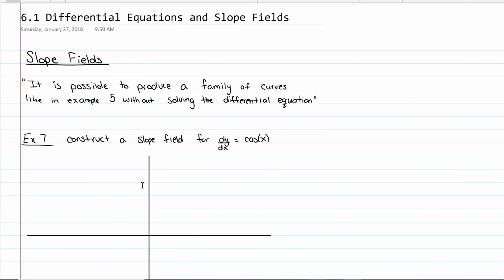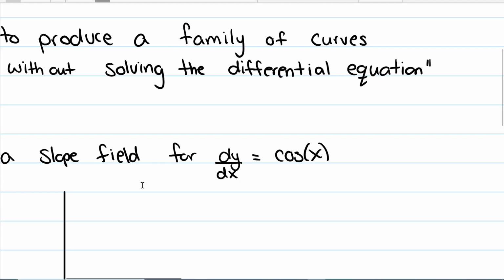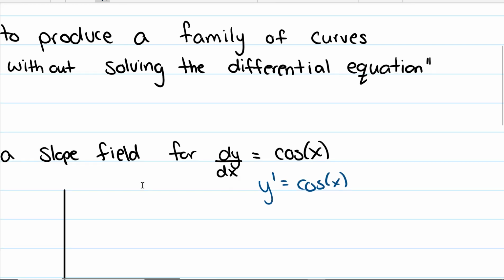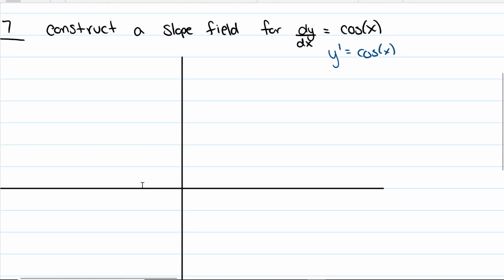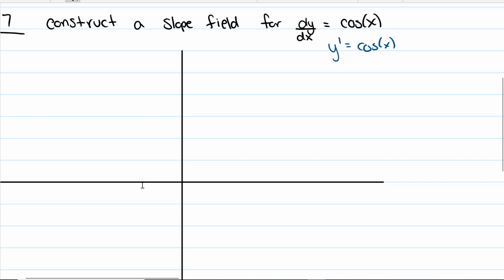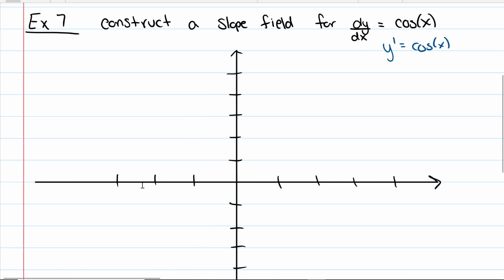In example 7, we're going to construct a slope field for dy over dx equals cosine of x. Remember that this is just y prime equals cosine of x. This means that the derivative is given by the function cosine. First step, you're going to label your axes. We won't do all of them, we'll just do some. But on a test question, you're going to be asked to identify the slope field or match it to a specific function. So it's pi over 2, pi, 3 pi over 2, and 2 pi.